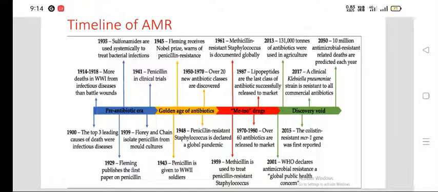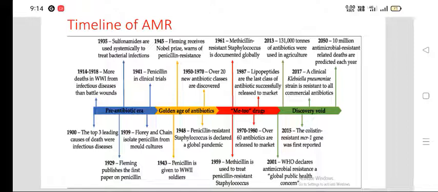But all these drugs were me-too drugs. There is a slight molecular modification in the chemical structure and a new drug appears in the market, so we call them me-too drugs. Then in 1987, lipopeptides were the last class of antibiotics successfully released to the market. Then in 2013, millions of antibiotics were used in agriculture.